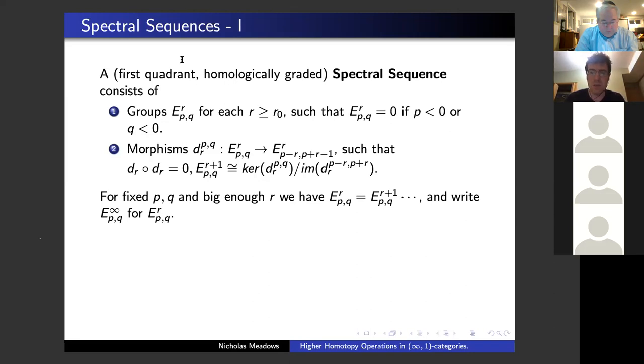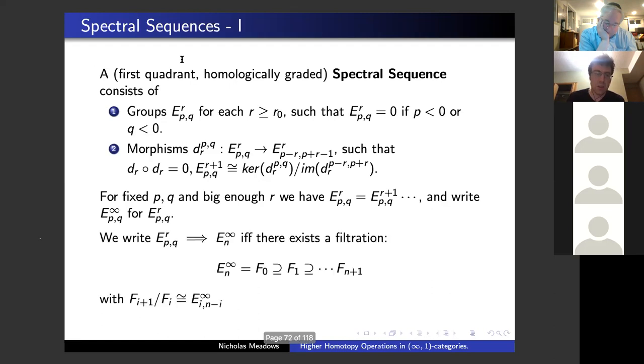This in fact follows from the definition of the differential, which goes from E^r_{p,q} to p minus r. And for r bigger than p, this is going to be 0. So we would have E^r_{p,q} equal to E^{r+1}_{p,q}, and so on indefinitely. And we write this fixed value that it obtains as E^infinity_{p,q}.